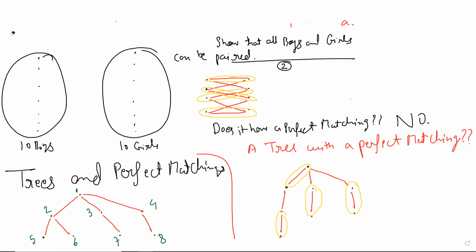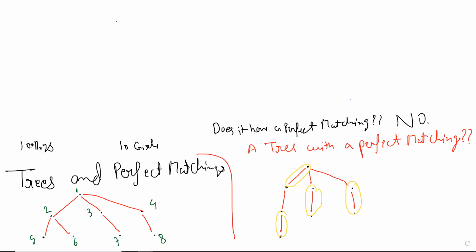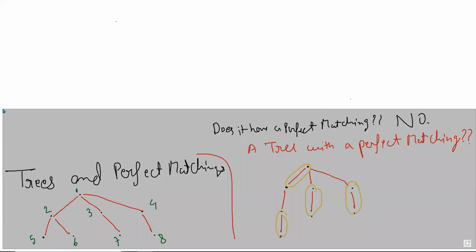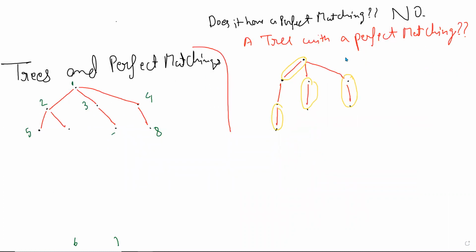Now the question is, can you find another perfect matching? Just think. Yes, in the same tree. Can you find another perfect matching in the same tree? It seems no, right? Is everybody feeling that?